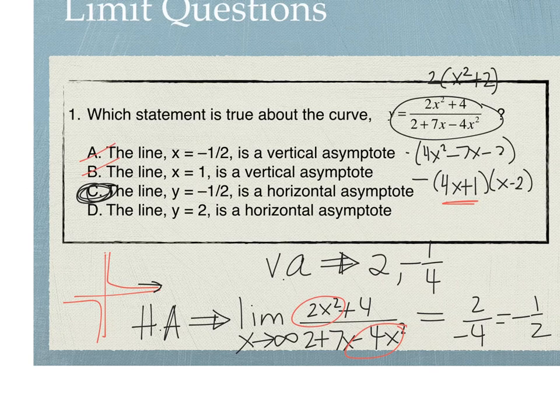Really, it's just testing your ability to take limits as x approaches infinity, but you need to recognize that a horizontal asymptote means take the limit as x approaches infinity. Okay, so you have to recognize that that's what it wants you to do. Otherwise, you wouldn't get this question right. Okay, so let's look at another one.